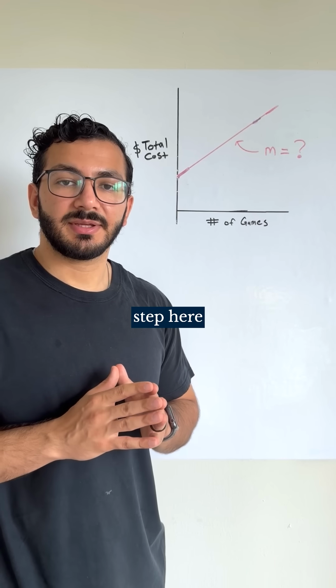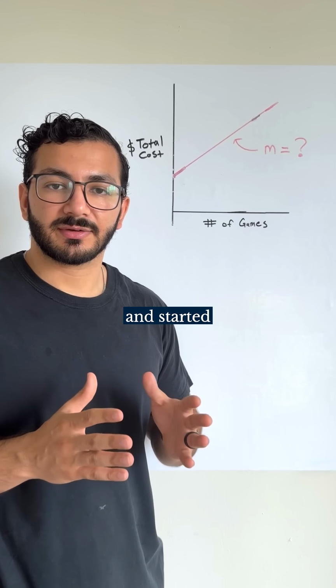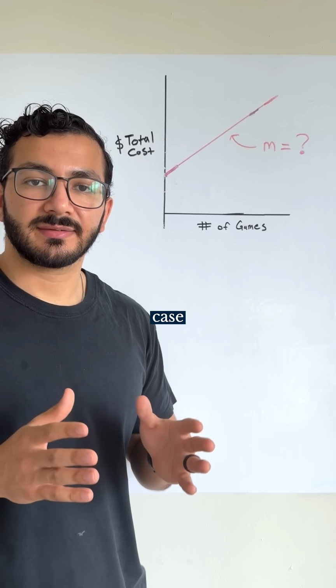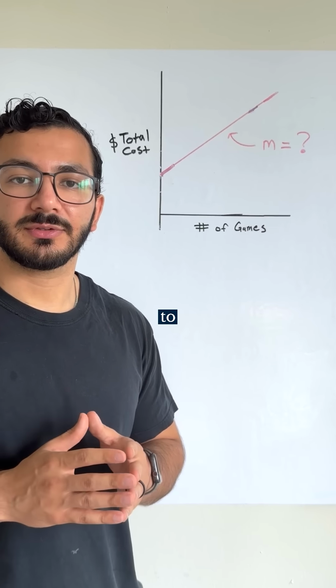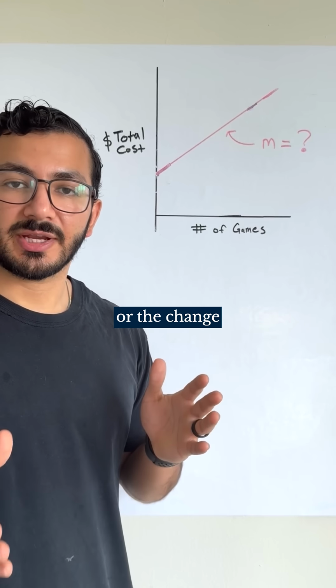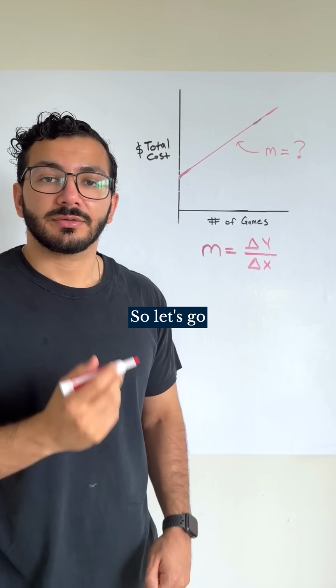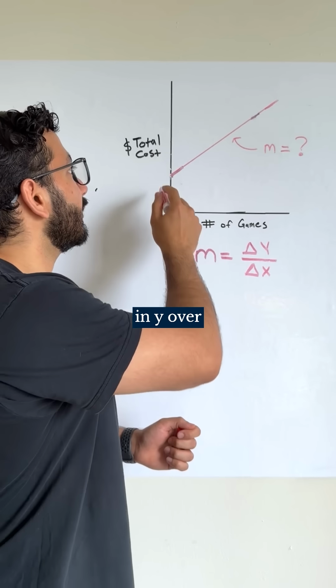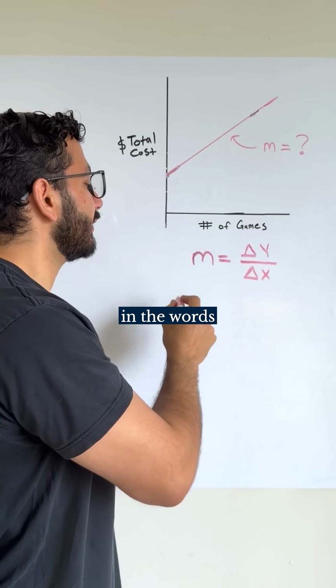My second step here, once I've identified everything and started telling the story, is to define exactly what m is. In this case, the slope is going to be equal to rise over run, or the change in y over the change in x. So let's define that even more clearly: the change in y over change in x. So I'm just going to plug in the words right here.